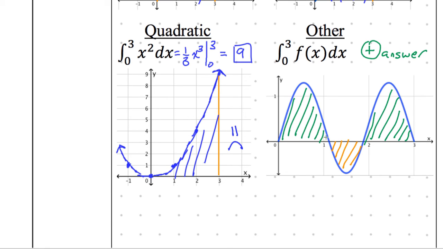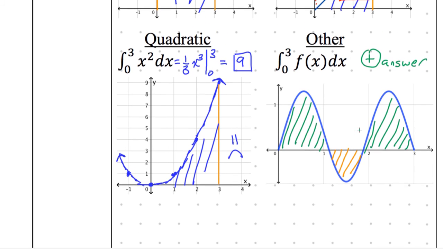Would it be just a positive answer? If there were 10 of these and just one of these, it would probably be a negative answer. That's quite a bit of area. Yeah, it's really hard to estimate area. Practice makes perfect, though. It's just working on your eyeballing.